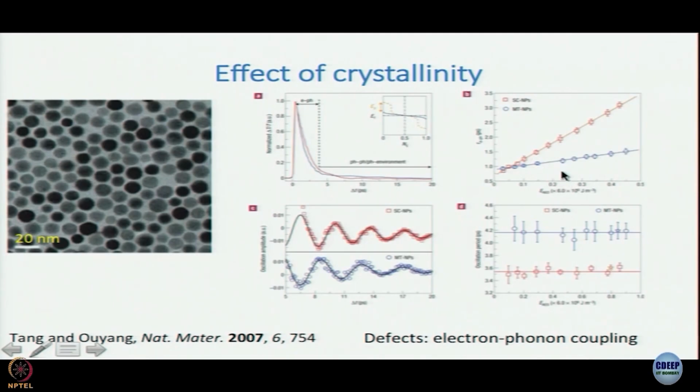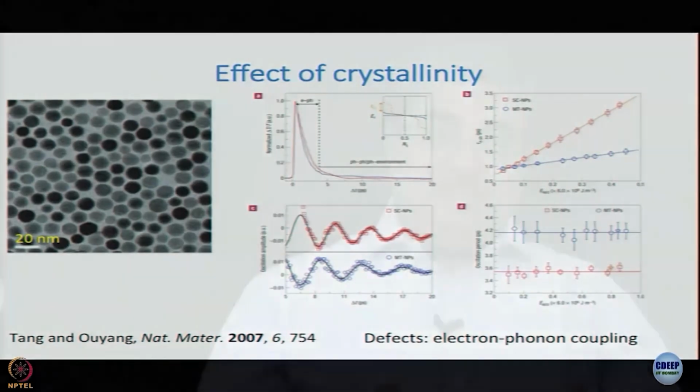So, for every pump power, what do you observe? The time constant is larger for the crystalline form than for the non-crystalline form. What does that mean? Electron phonon coupling is less. So, what they are saying is that if you can make a better crystal, then electron phonon coupling is less efficient. And hence, they go on to say that it is defects, crystal defects, that actually promote electron phonon coupling.